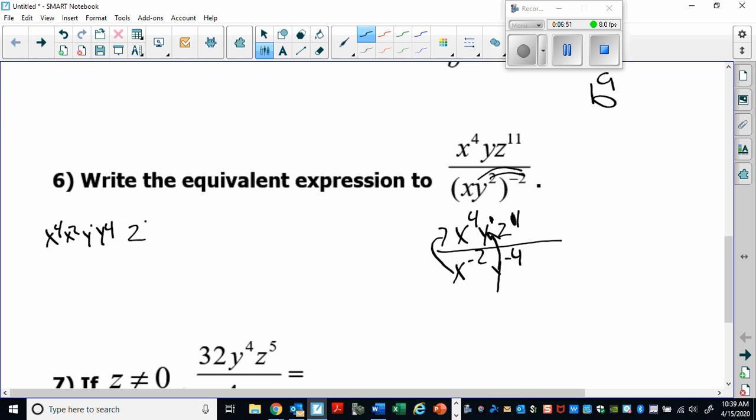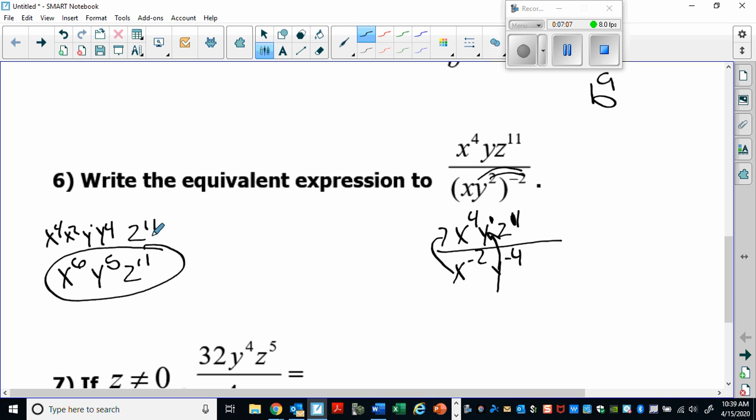So now we have to combine the like terms, or simplify the like terms. So we have x to the 6th power, y to the 5th power, and z to the 11th power. That would be your final answer.